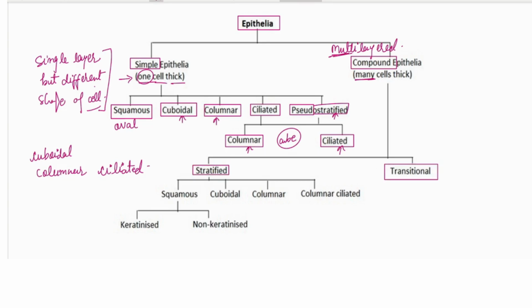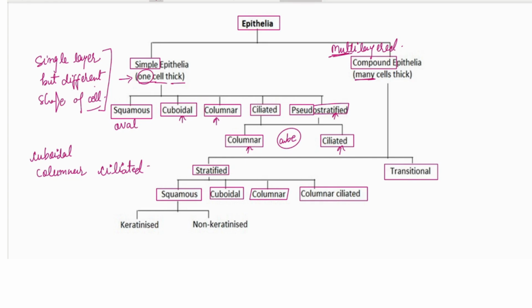What is the meaning of the transitional and the stratified epithelium? That we will see. Stratified or transitional would be on the basis of many layers of epithelium, but again the shape could be squamous, cuboidal, columnar. The free surface is there, so there would be the columnar ciliated. If there is a free surface, you may see cilia on its surface. Again, it depends upon the location where these cells are present, where we are actually reading this type of cell.